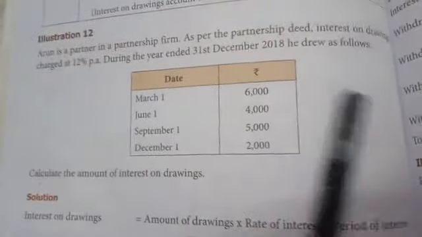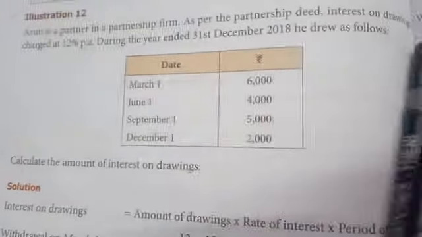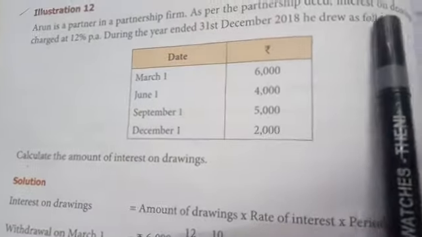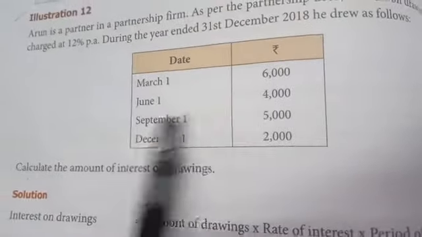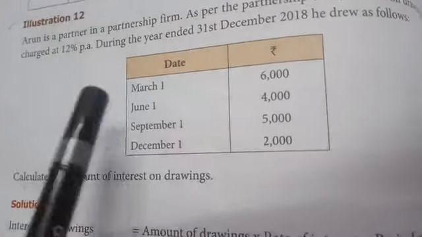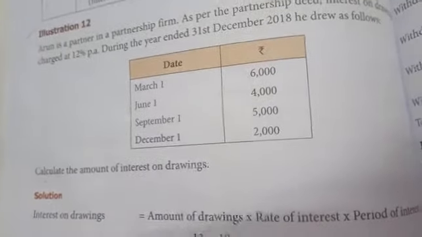Then illustration number 12. Arun is a partner in a partnership firm. As per the partnership deed, interest on drawings is charged at 12% per annum. During the year ended 31st December, he drew as follows. Arun withdrew on 1st March 6,000, on 1st June 4,000, on 1st September 5,000, on 1st December 2,000. So different dates, different amounts are withdrawn by Arun from the business. Then how to calculate the interest on drawings? See the solution. The formula: amount of drawings and rate of interest into period.